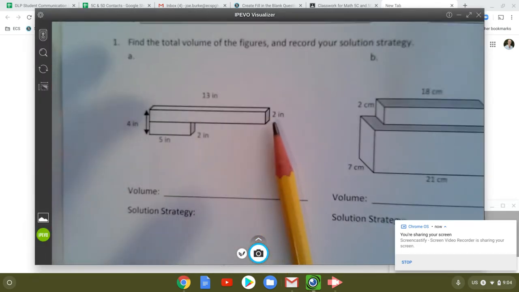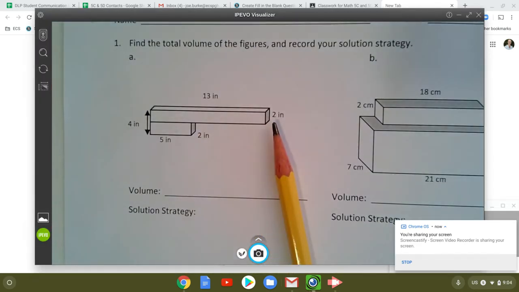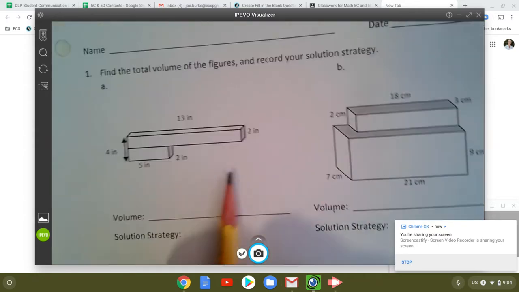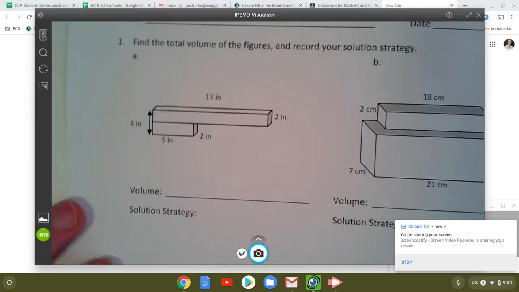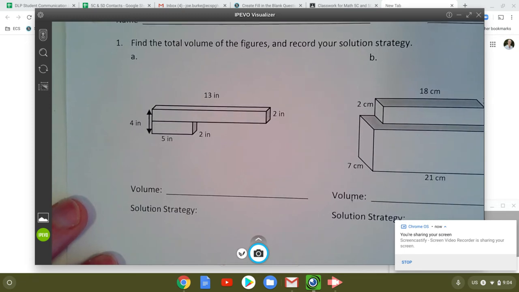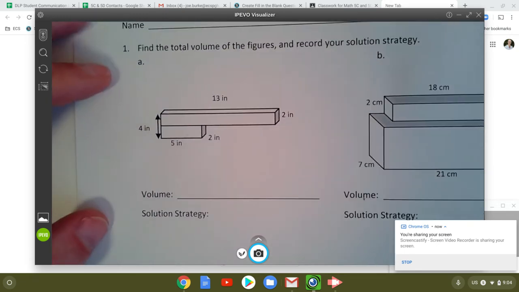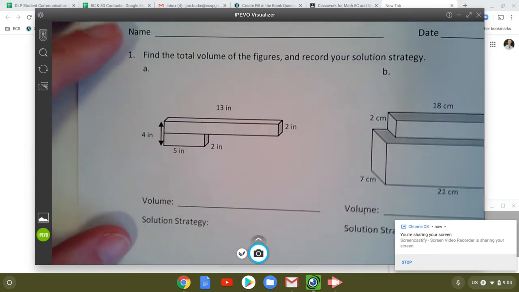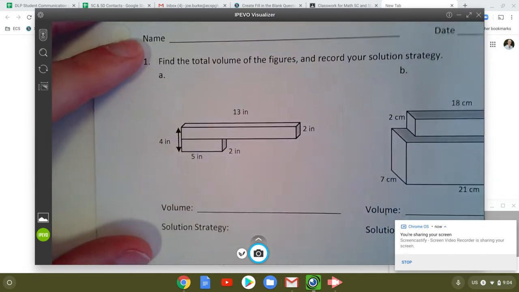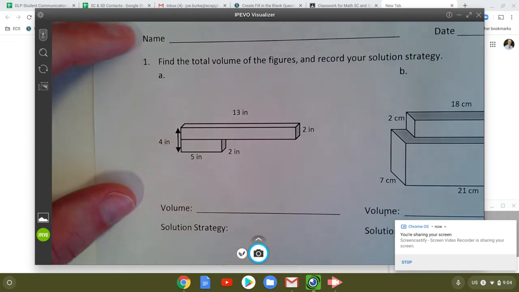Okay, everybody, I want to look at how to find the volume of solid figures, these solid rectangular prisms. And it's super neat. I've always enjoyed doing this and thinking about it.